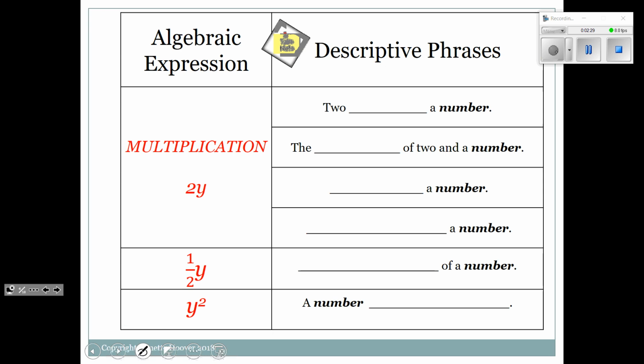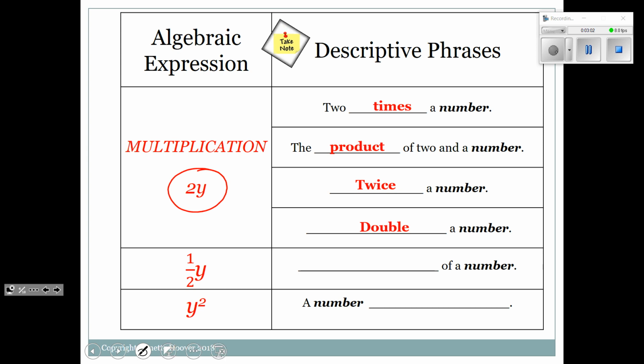Let's look at multiplication. Here in the left column, this is the expression we have. So what are 4 different ways that we could read that? We could say 2 times a number. We could say the product of 2 and a number. Because we're multiplying specifically by 2, we could say twice a number or even double a number. All of these are 4 accurate ways to read that multiplication expression.